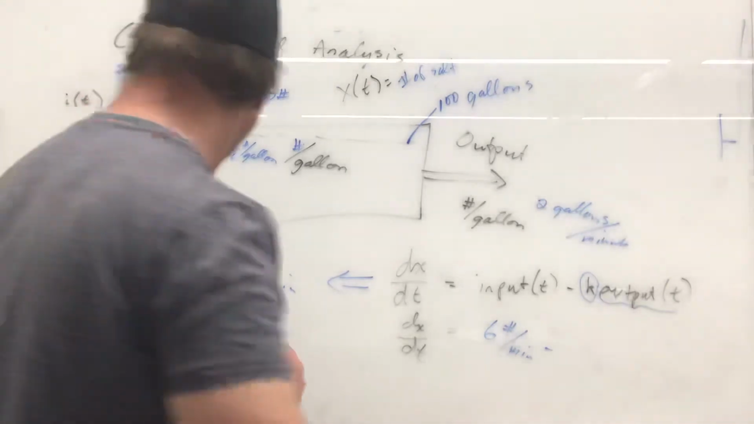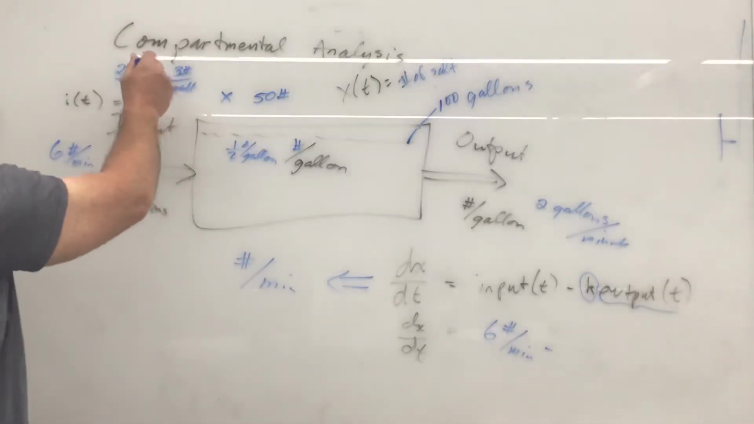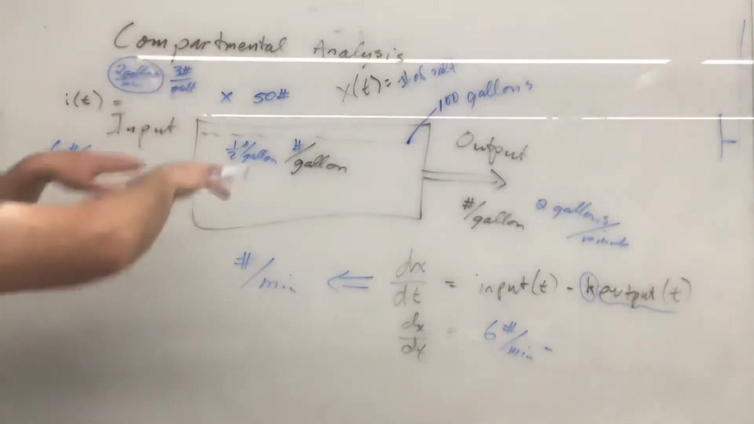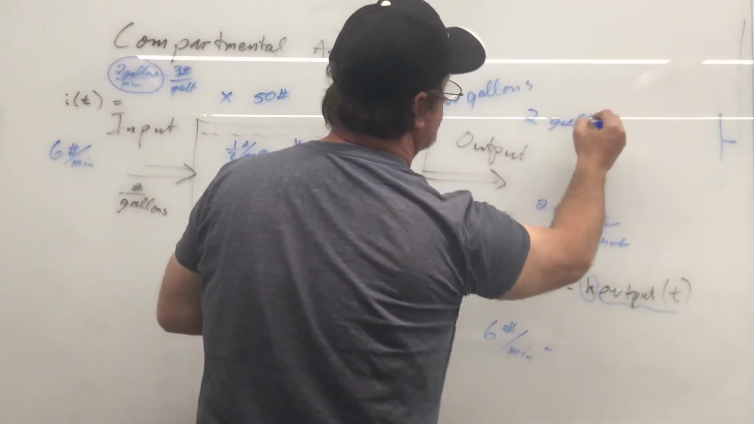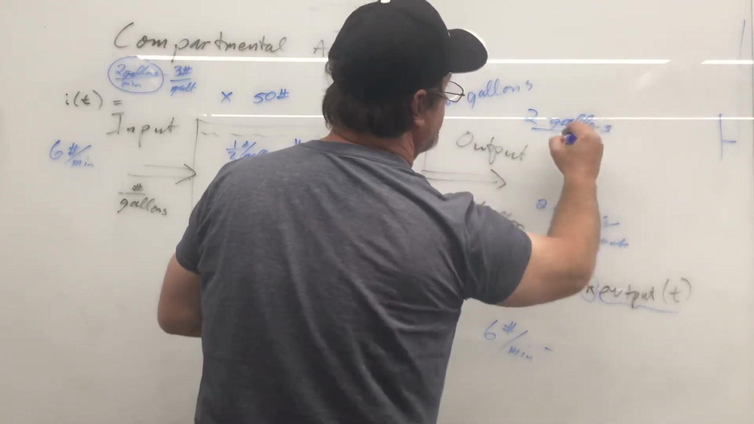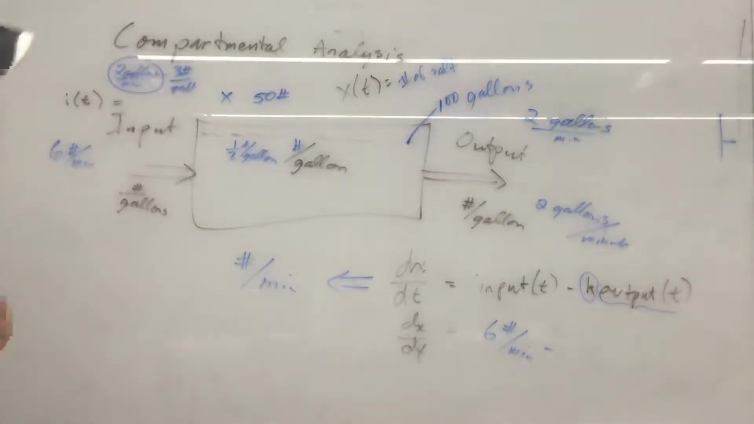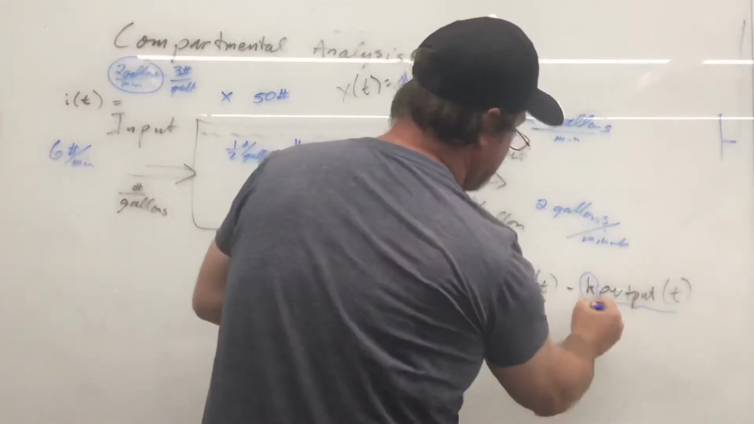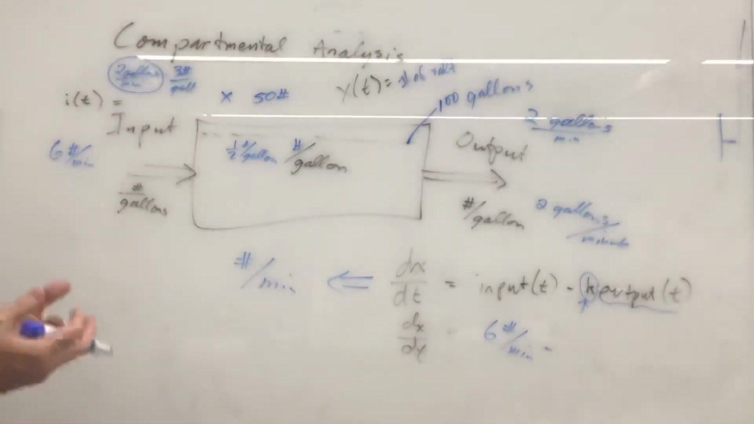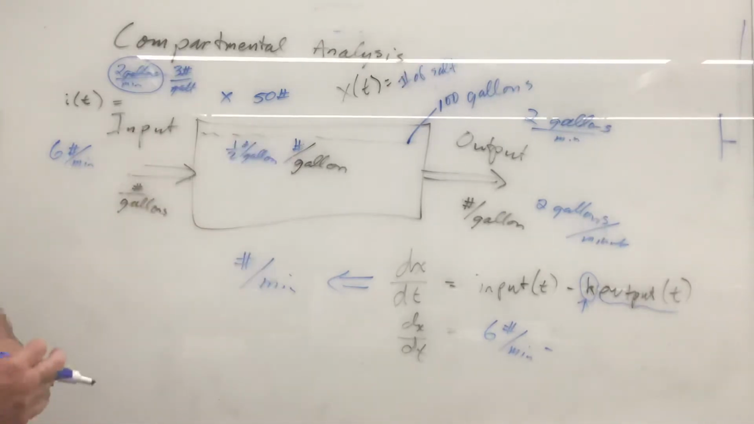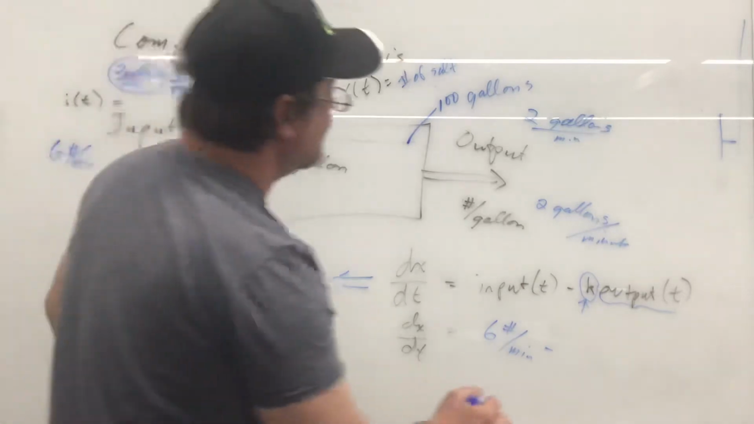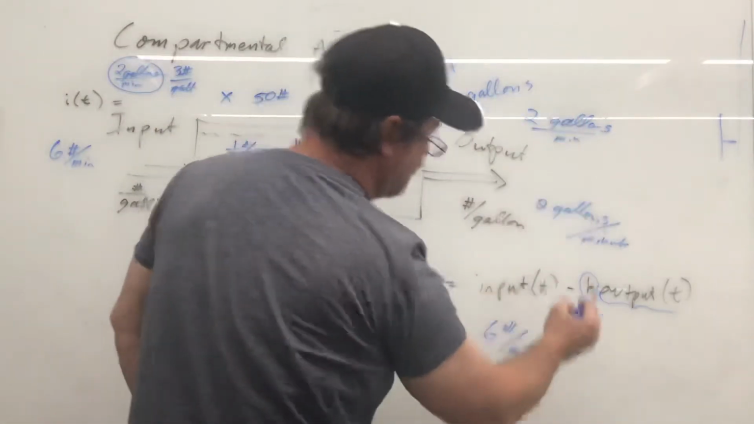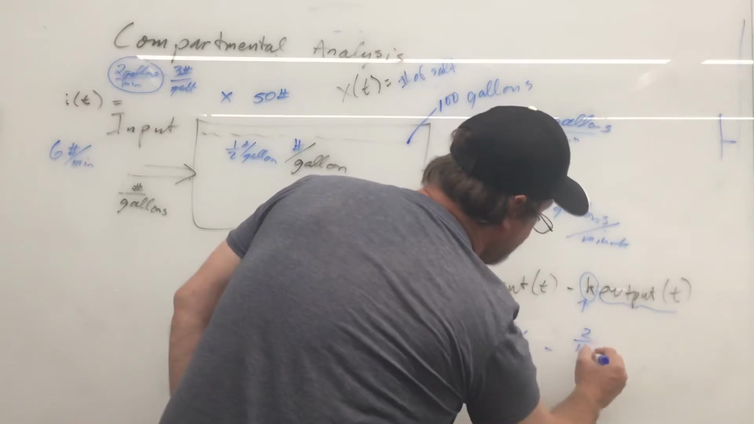Now, what about the output? Well, we said that we're running 2 gallons in per minute. If we're going to maintain the level in this tank, that means we're also running 2 gallons out per minute. All right, so we have to run 2 gallons per minute out. So this is where K comes from, that 2 gallons. Well, 2 gallons out of how much? Out of 100 gallons. And so that 2 gallons out of 100 is 2 over 100, okay?